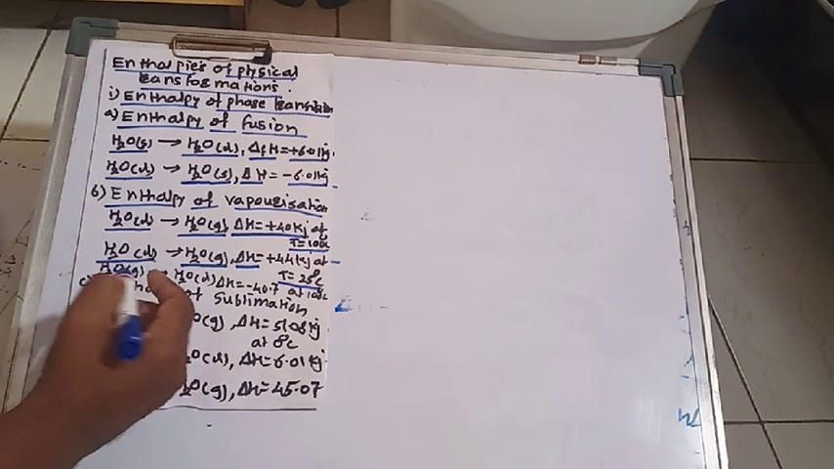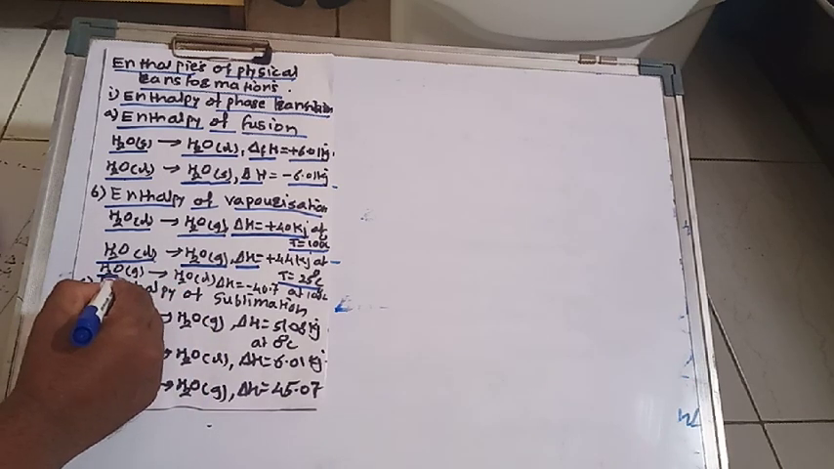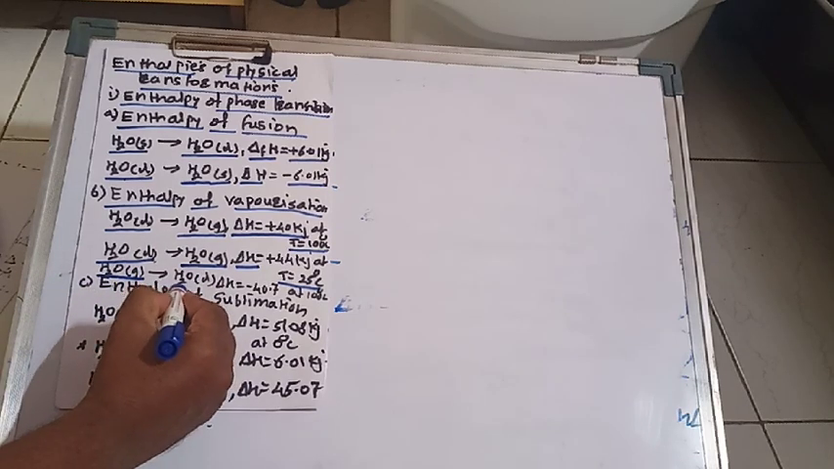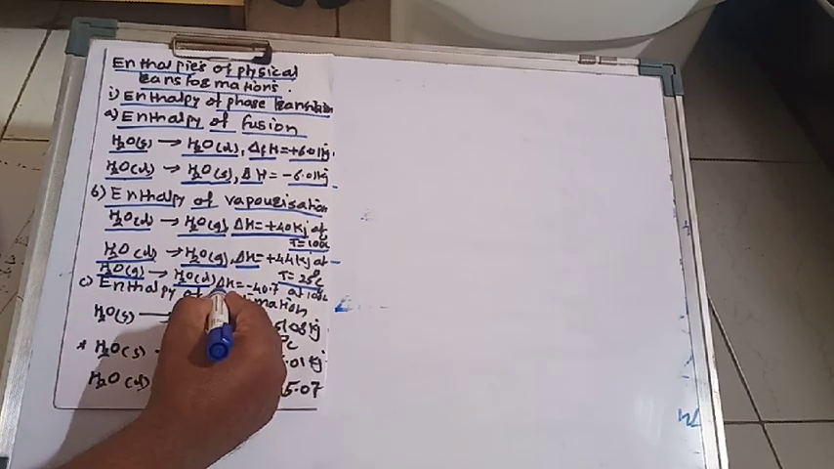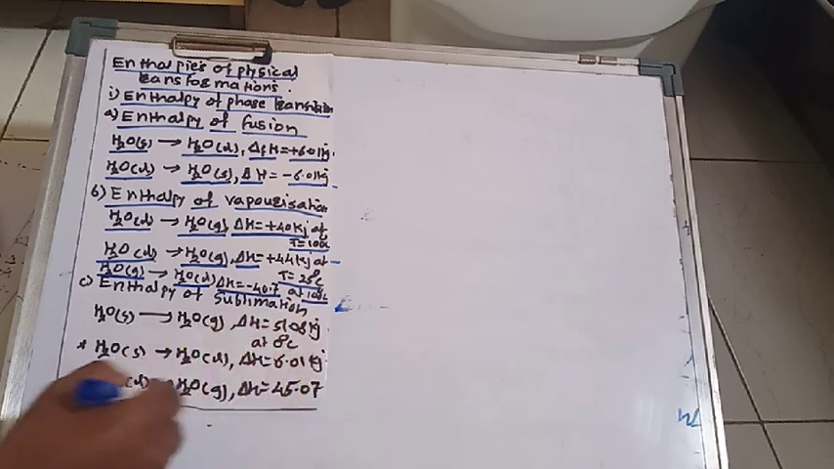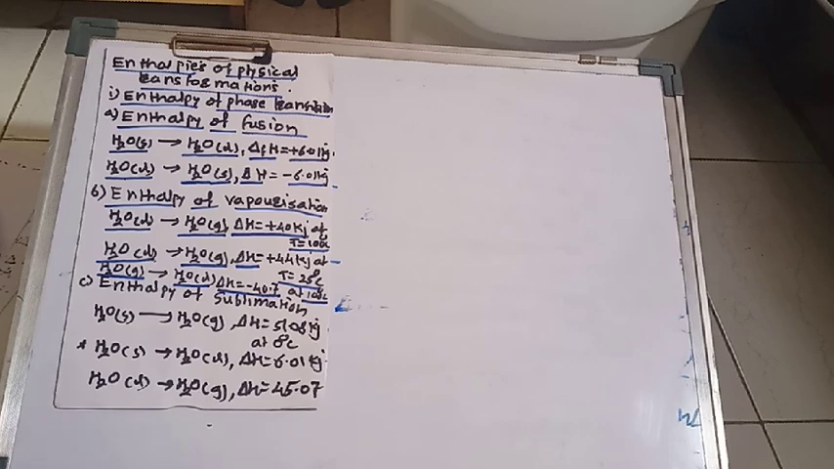The reverse of this reaction is enthalpy of condensation. So when H2O gas is converted into H2O liquid, this delta H is minus 40.7 kilojoule at 100 degrees Celsius. So this is about enthalpy of vaporization.